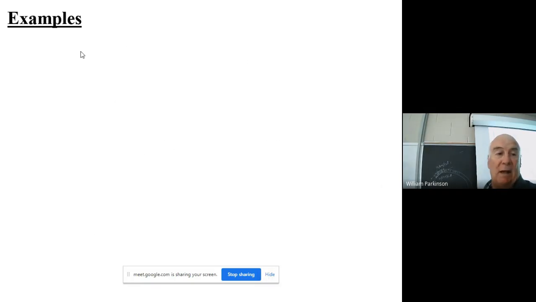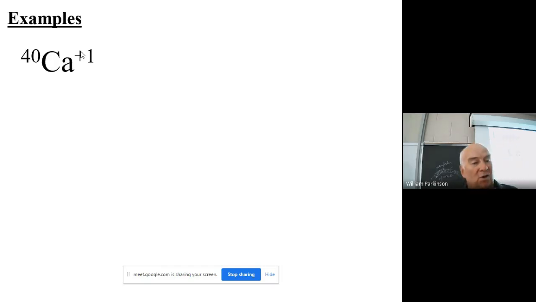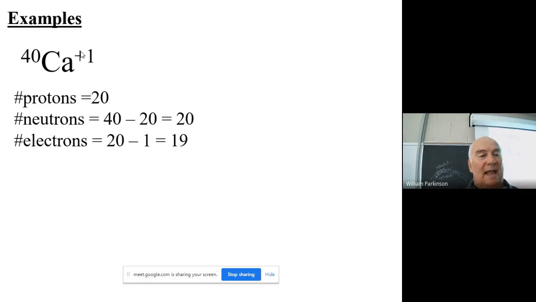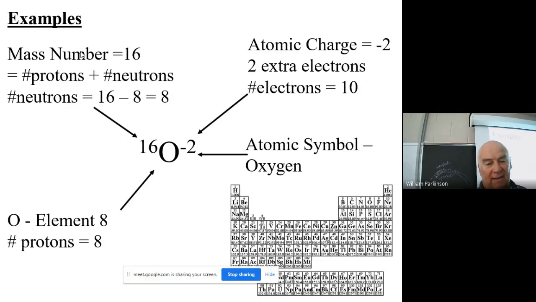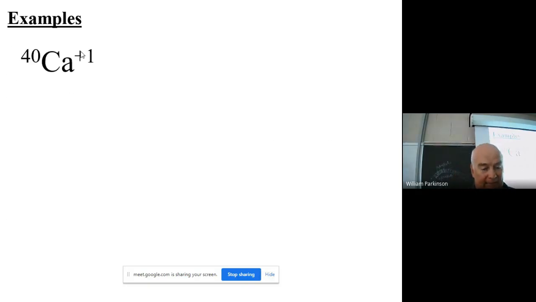Okay, just a couple more examples here. If we saw this calcium with the left superscript 40, that is a +1. Now, I guess I'm doing this quickly, and I don't have the table, so I'm just going to come back to the table and show you. The box of calcium is in box 20. In the table, it's box 20, and so I know immediately there are 20 protons in the calcium nucleus.